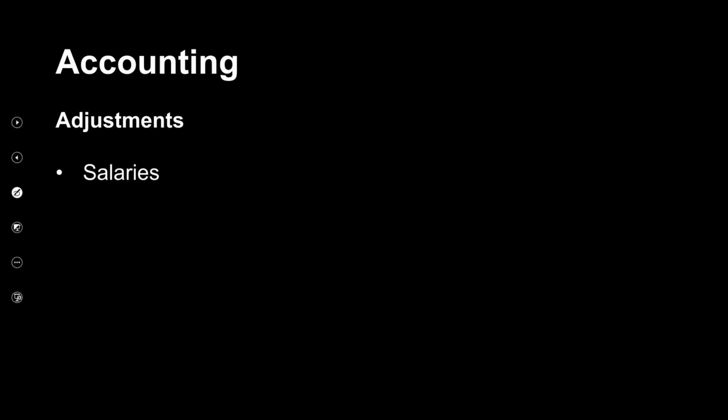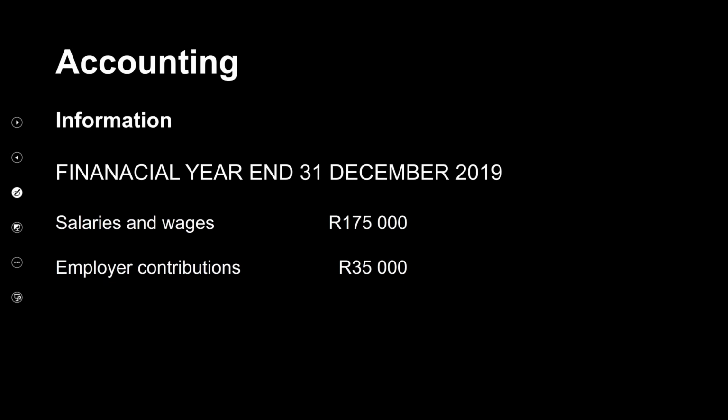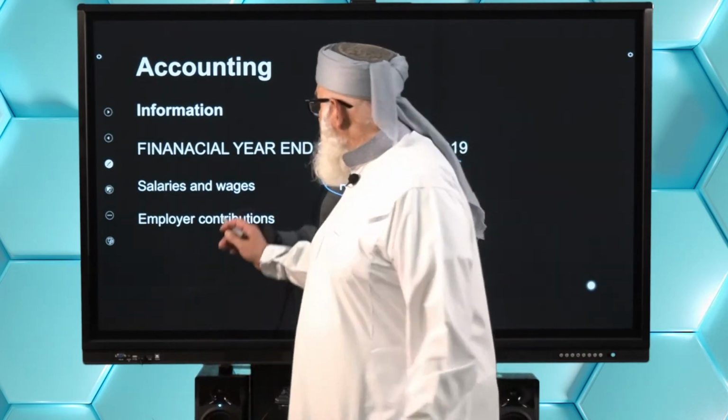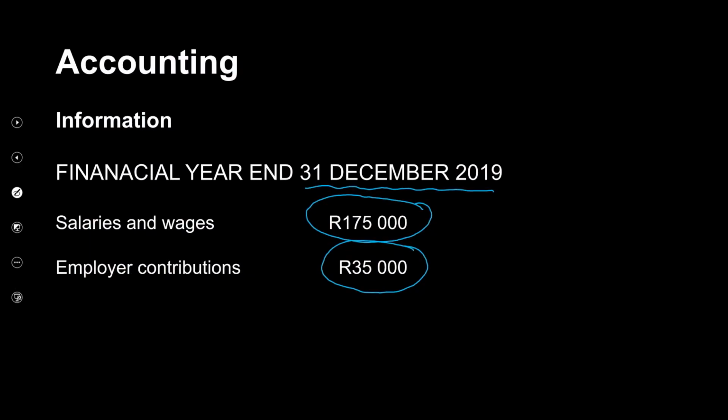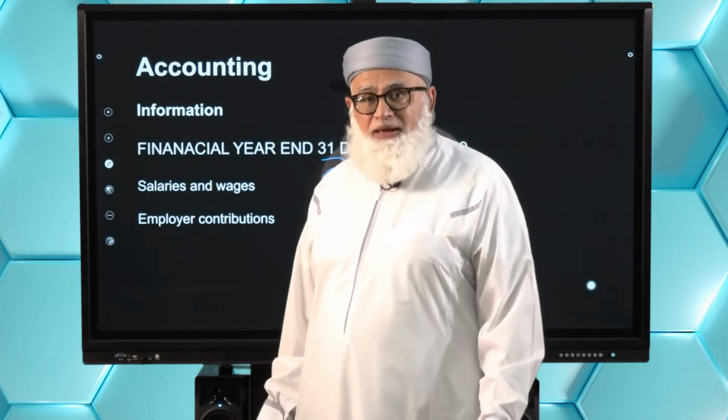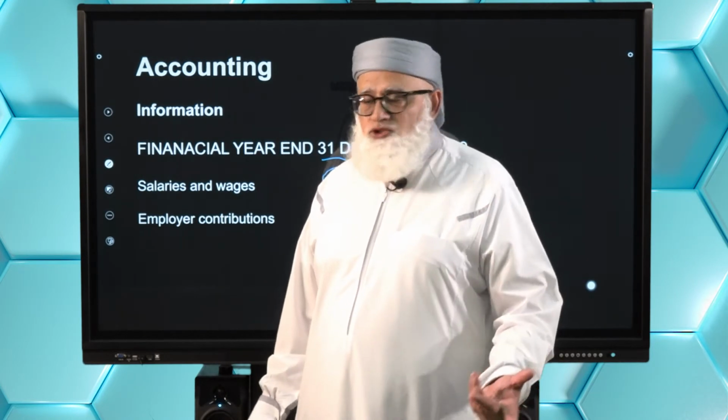The next adjustment we go to is a salaries adjustment. What are we told? In this adjustment, we are told that the financial year end, once again, 31st December 2019, salaries and wages amounted to 175,000 and employer contributions amounts to 35,000. Now, these are shown as two separate expenses. However, keep in mind, they could also appear as one expense where your employer contributions could be part of salaries and wages. Depending on the question, it will indicate to you whether it is two separate expenses or whether they are shown as one.